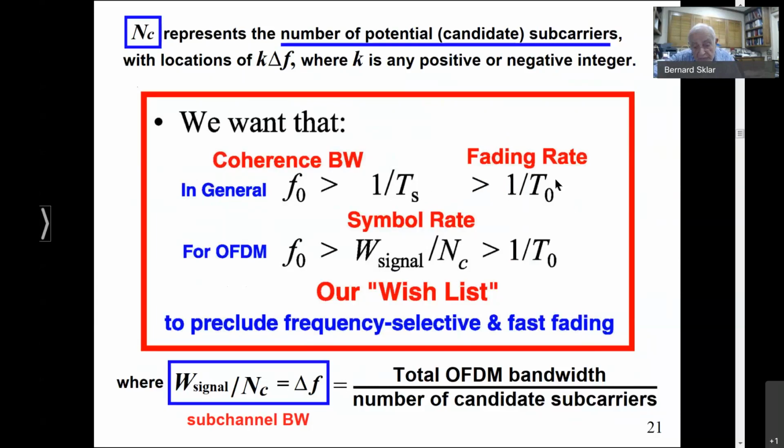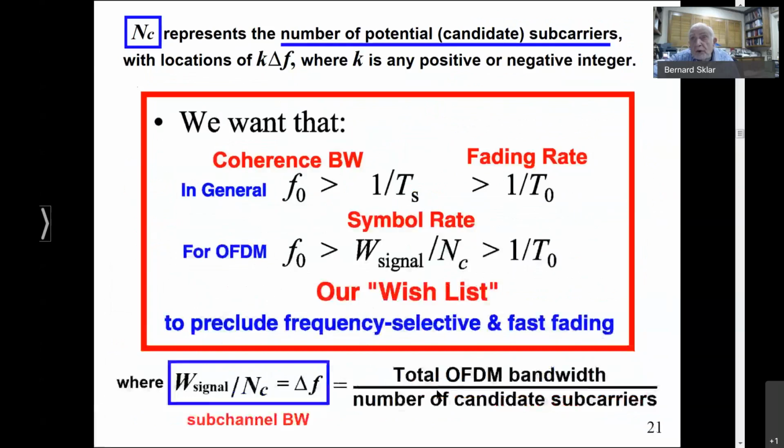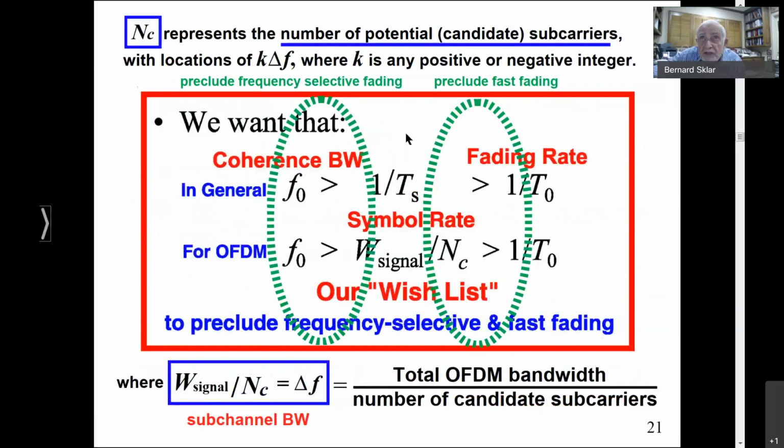And remember why we've changed for OFDM. Excuse me, let's look back at what we did here. Because remember, in OFDM, this mitigation has changed the bandwidth. This is the modulating bandwidth, no transitions on this bandwidth, modulating bandwidth divided by essentially how many subcarriers there are. So that's how it's changed for OFDM. So whatever form you're seeing this wish list in, this inequality is precluding frequency selective fading. This one precludes fast fading.